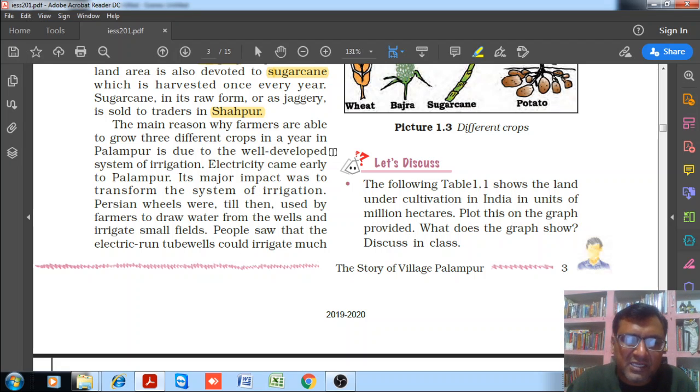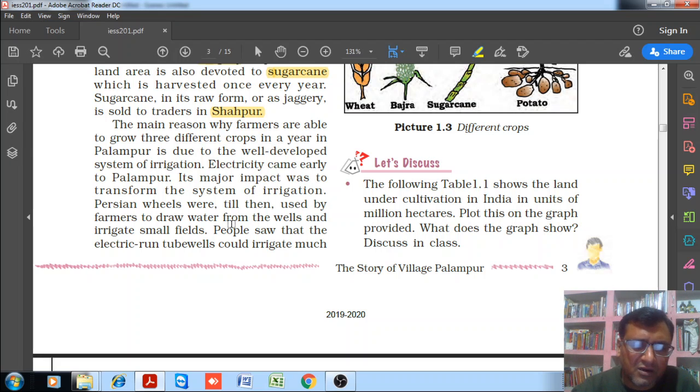So irrigation is good there. So the farmers of Palampur are able to grow these different types of crops which require more water through irrigation. So they have a very well developed system of irrigation, that is tube well irrigation, and electricity is also there. So its major impact was to transform the system of irrigation.